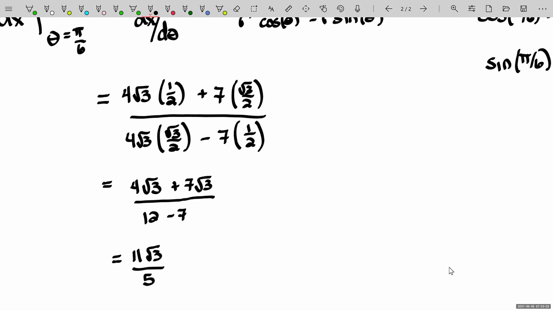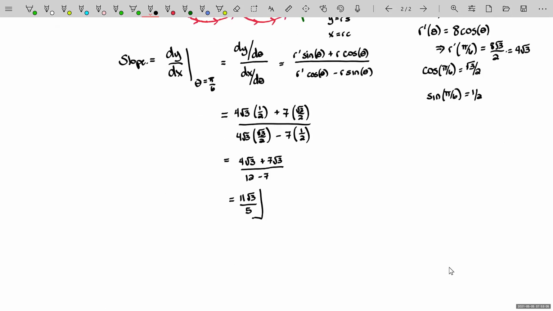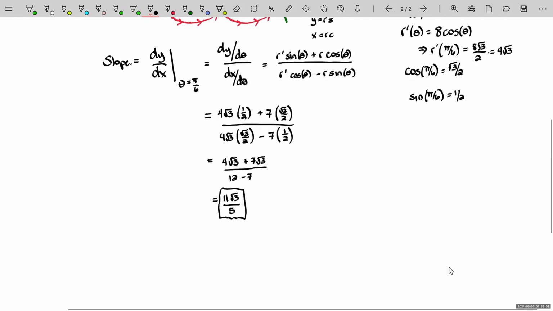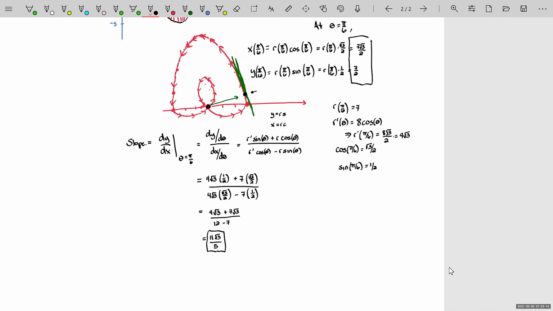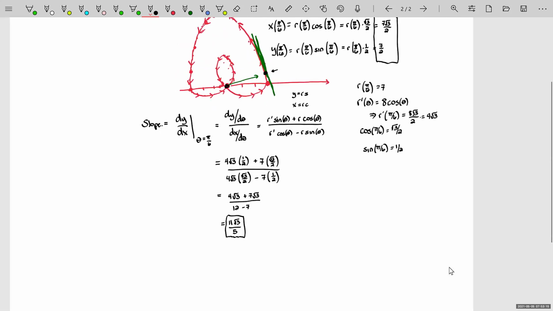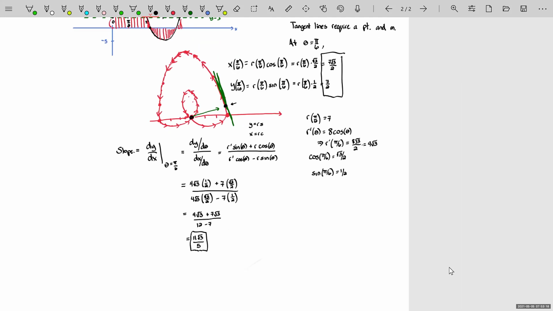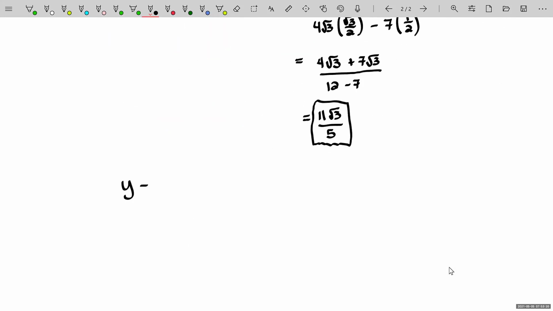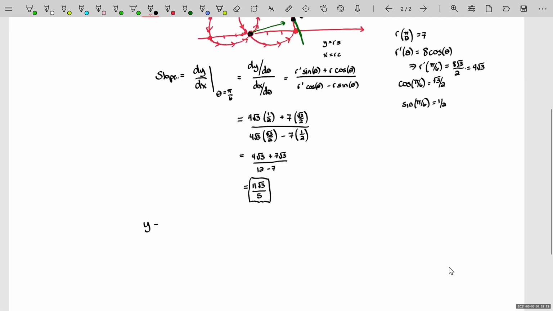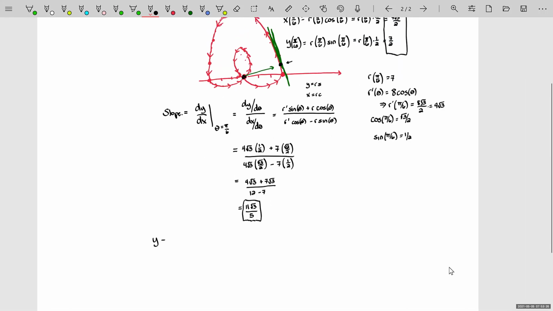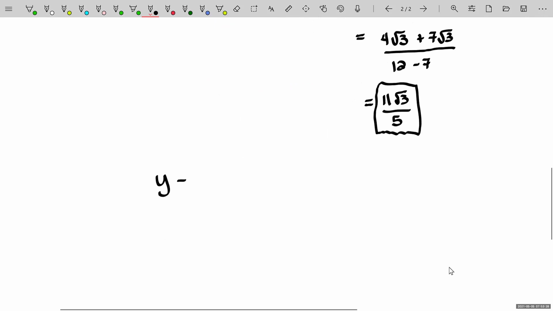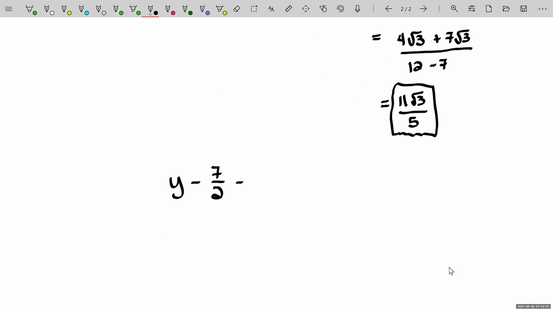7, 5. Yep. So there's our slope. So we have a slope and we have a point. So the equation of the tangent line at pi over 6 should be, write it here, y minus the y value that we just computed way up to the right there, which was 7/2, is equal to the slope over x minus the corresponding x value, which was 7 root 3 over 2.